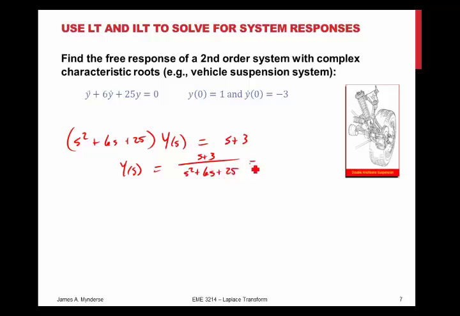Now, if we complete the square, go back and check your math textbook on completing the square, we'll get s plus 3 over s plus 3 squared.